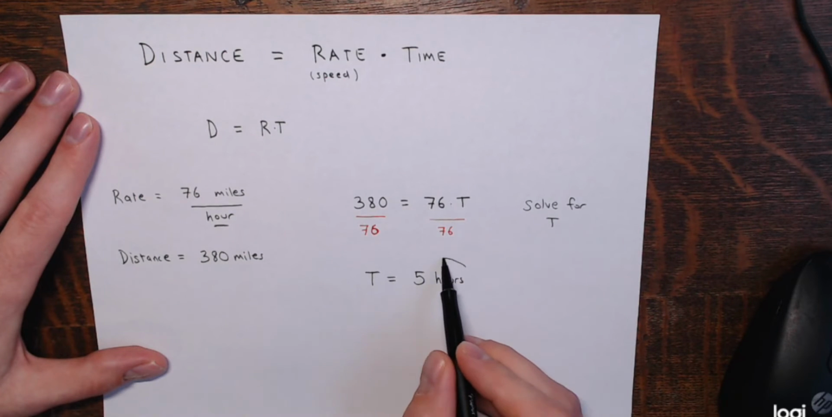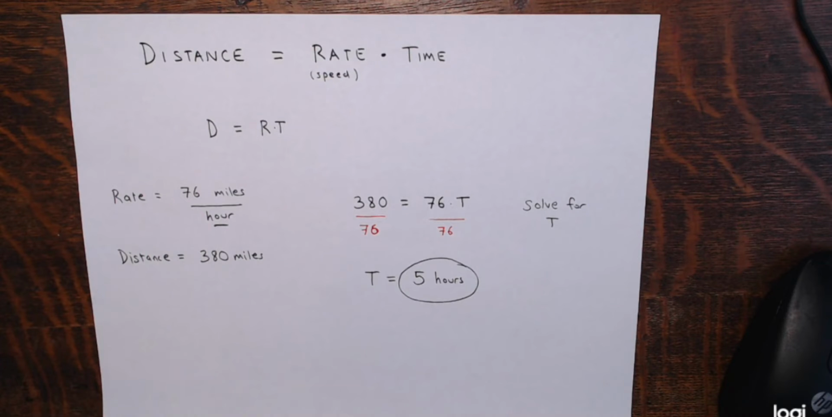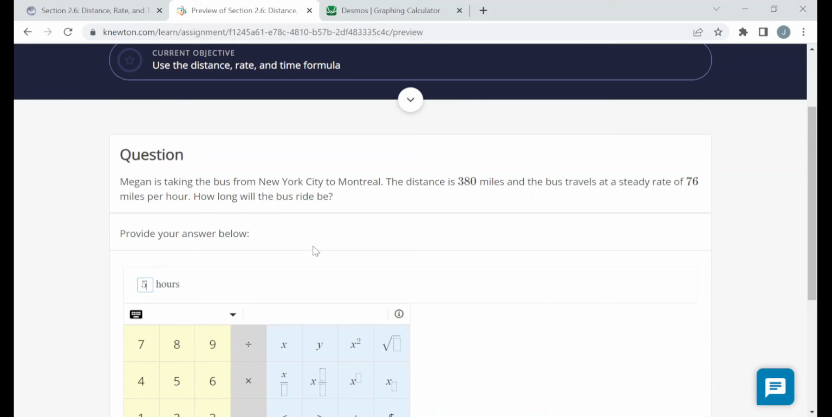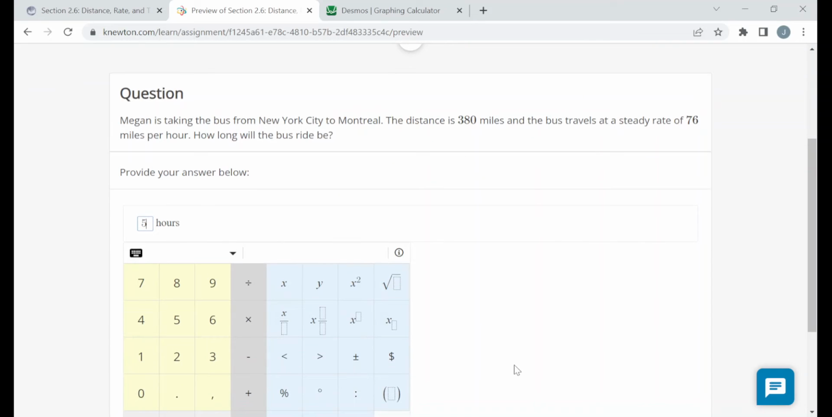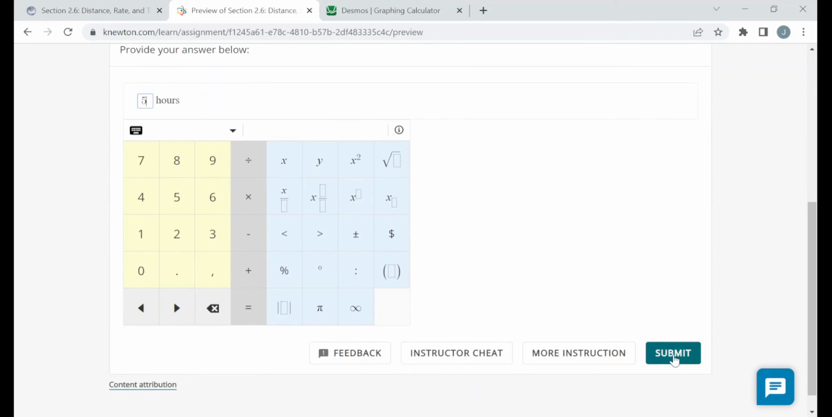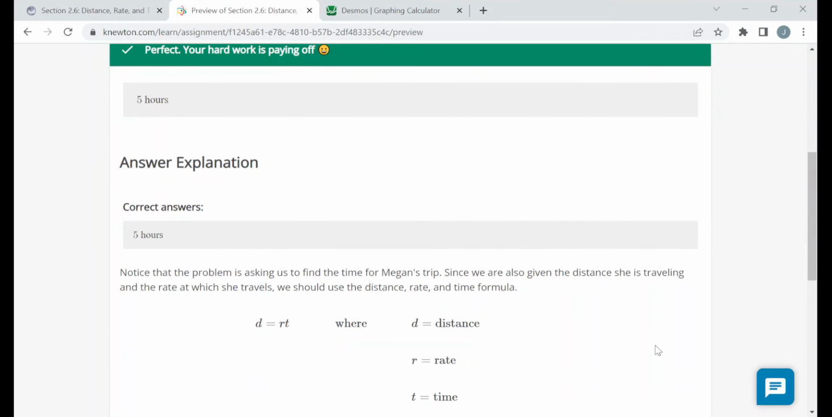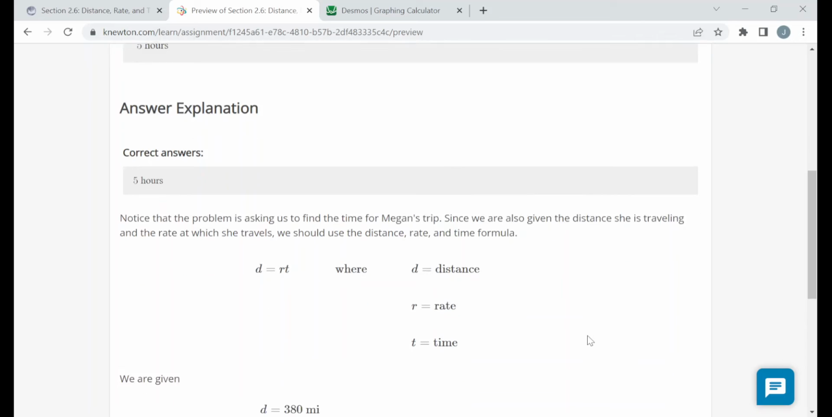And there it is. 380 divided by 76, 5 hours. Right, 76 miles an hour for 5 hours, that's 380 miles. And most of these should be that quick, that simple. Now they already have the word hours there, so I just need to put the value of t, 5. Now I'm sorry, I used capital letters. They're using lowercase letters. It doesn't matter, as long as you understand what means distance, what means the rate, which one's the speed, and what means time.